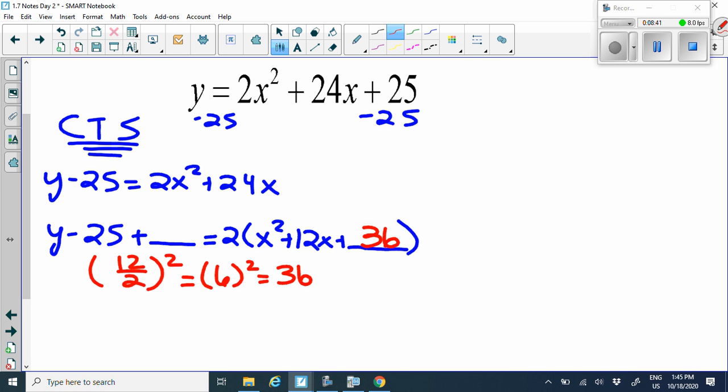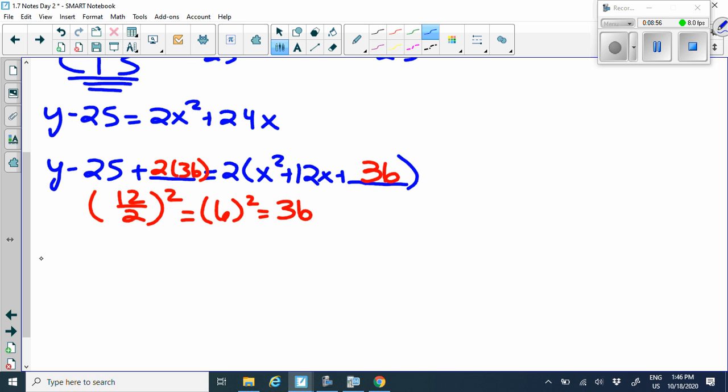Now this is where it gets a little bit tricky. A lot of you would have just put plus 36. But notice, if we do 2 times 36, what are we actually adding? We're actually adding 72. So just be careful with that. Okay, now y minus 25 plus 72 equals 2 times, I'm going to go ahead and factor this, x plus 6 squared. Because 36 is the perfect square, square root of it is 6. Our middle term is a plus.